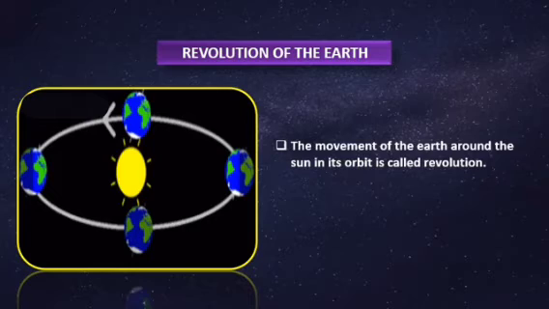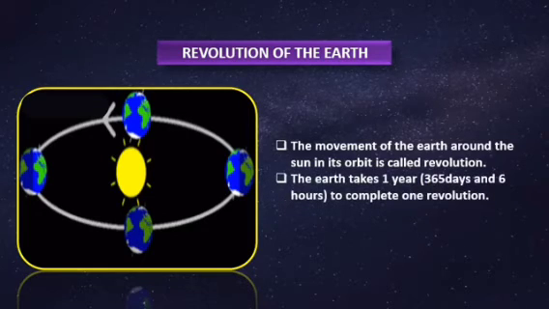The Earth completes its rotation in 24 hours or one day. How long does the Earth take to complete one revolution? The Earth takes 1 year to complete its revolution. How many days are there in a year, children? There are 365 days in a year. So the Earth takes 365 days and 6 hours to complete one revolution.